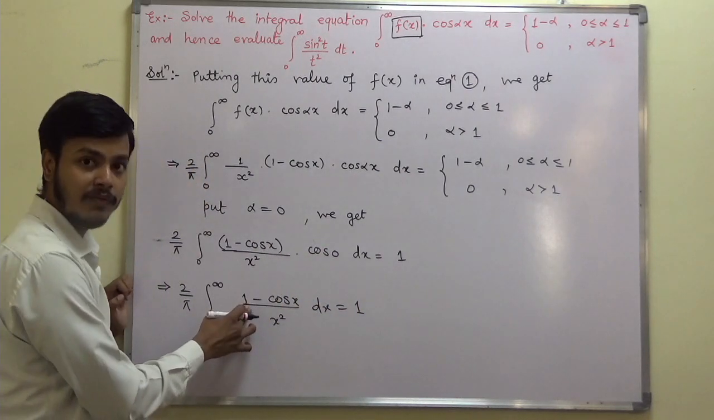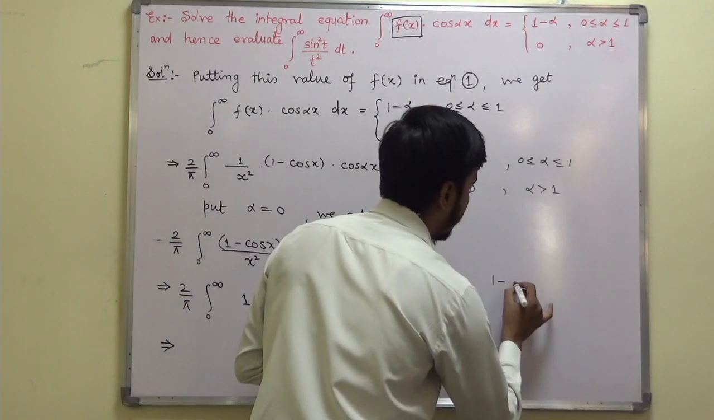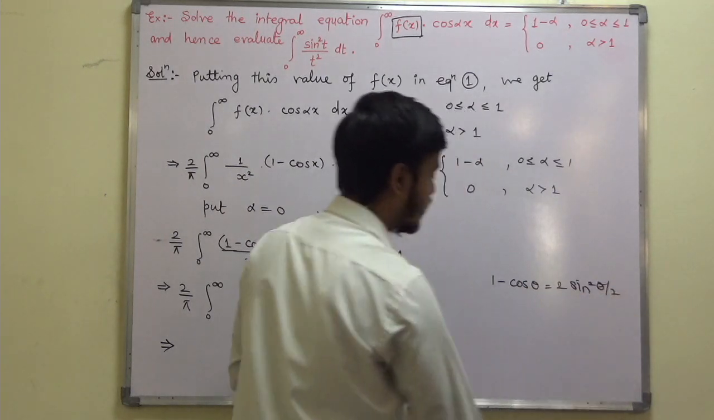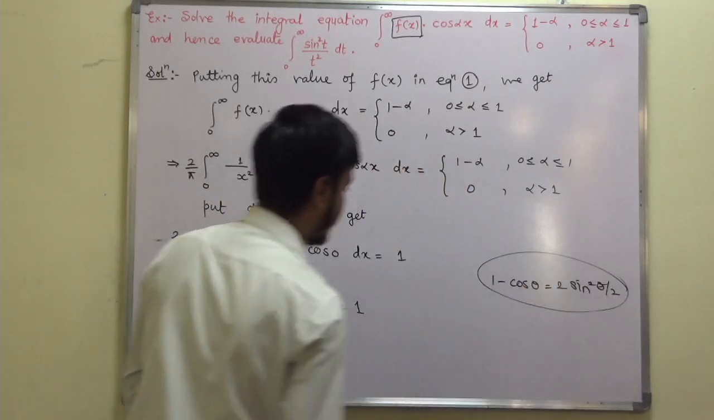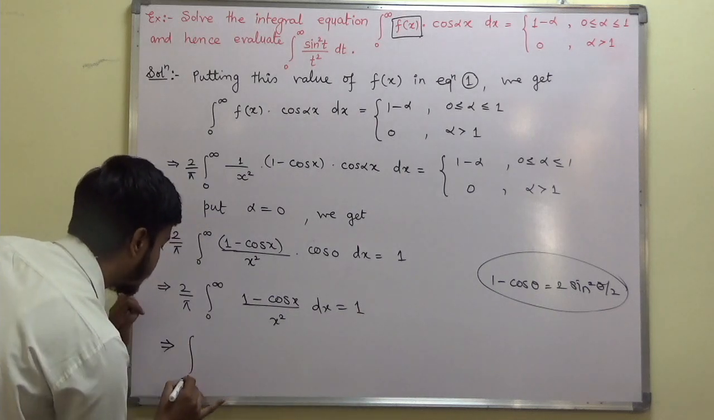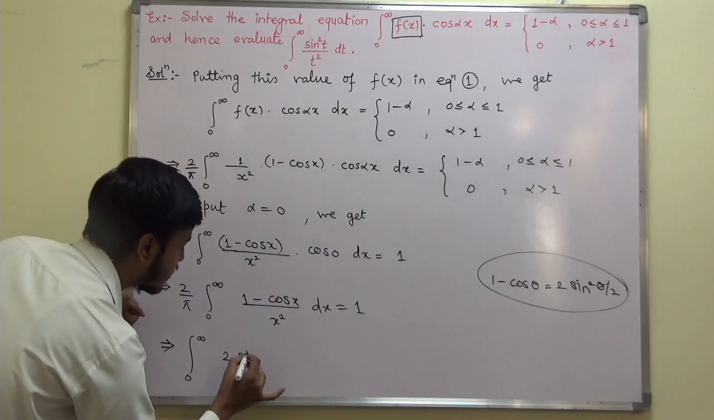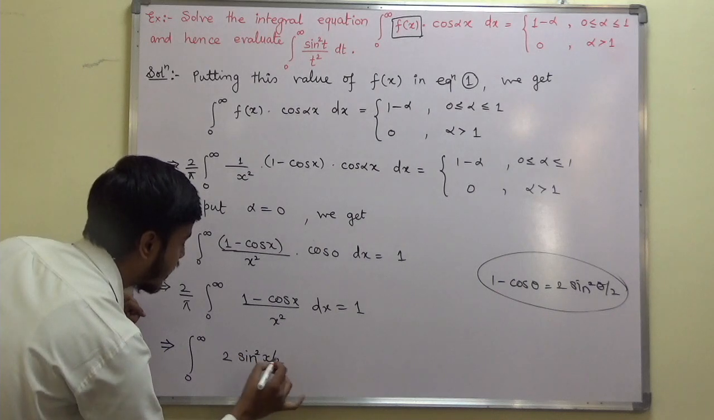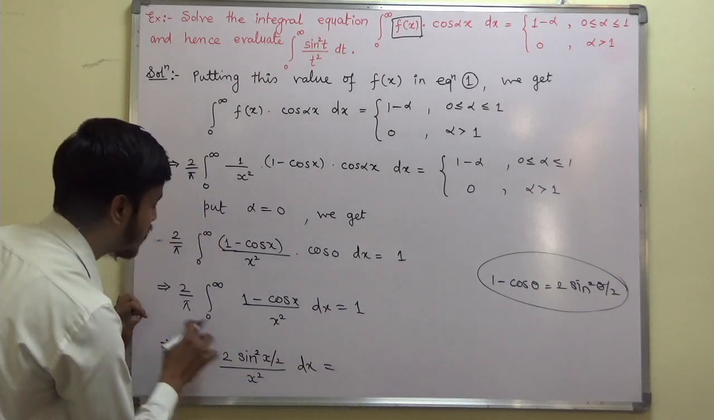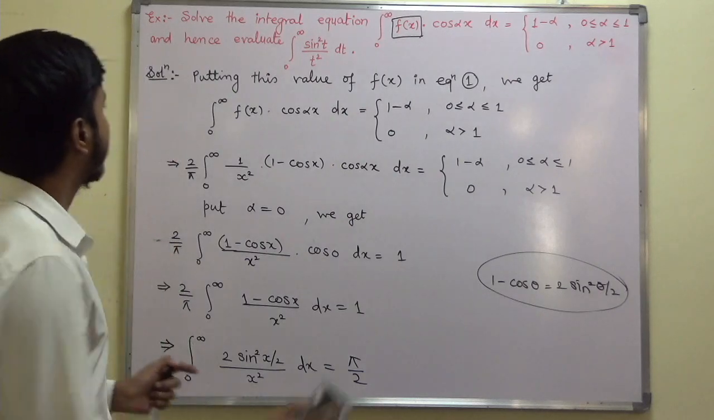Now do you remember the formula for 1 minus cos theta? 1 minus cos theta is 2 sine square theta by 2, is it? So I'm going to make use of this formula now. So 2 by pi, I will take it here. So I remain with integral 0 to infinity, this is 2 according to formula, sine square x by 2 upon x square dx is equal to, this 2 by pi will go to the right and it becomes pi by 2.